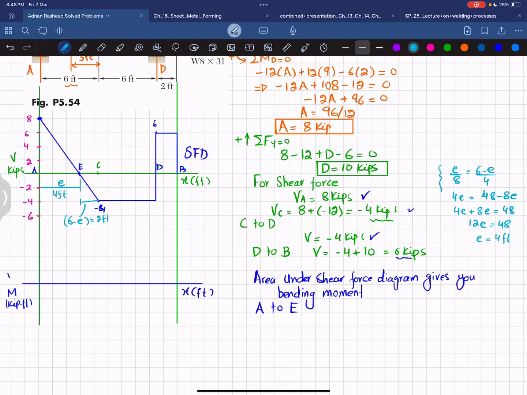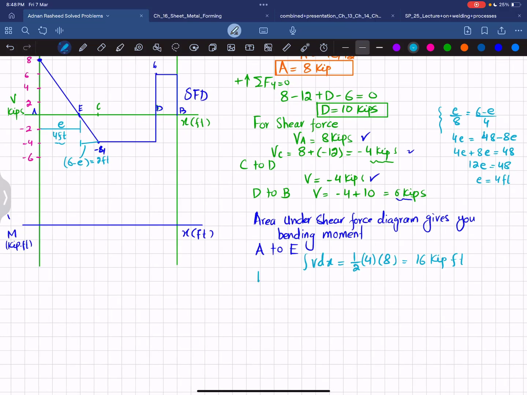Now we can find the area under the shear force diagram to get the bending moment. We know that the area under AE is this one here. Since it is a right triangle, the area is 1/2, base is 4 and height is 8. So that will give you 16 kip into feet.